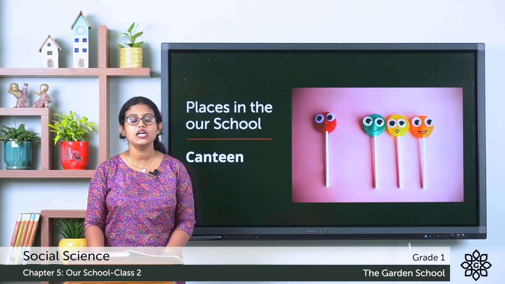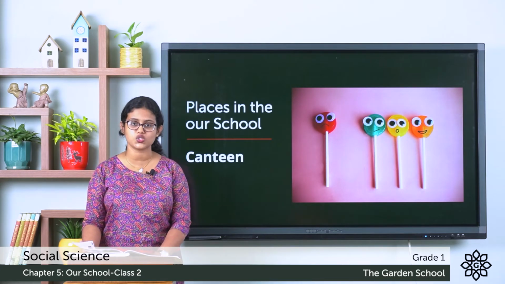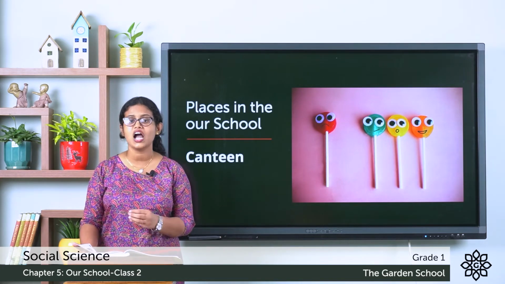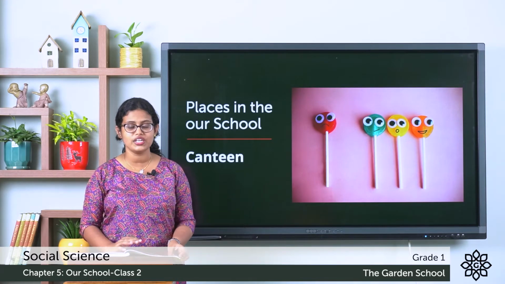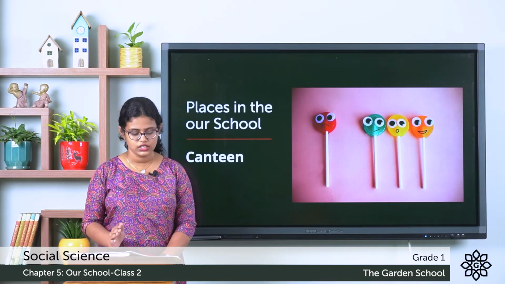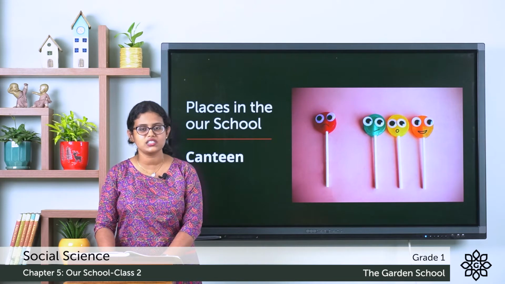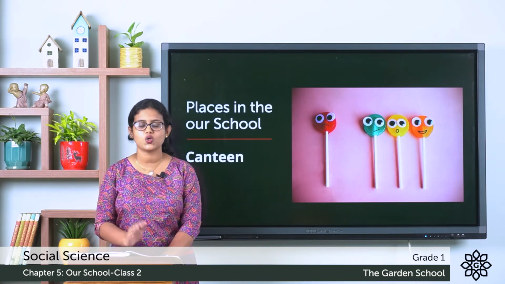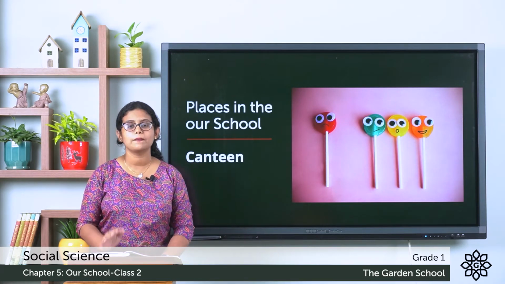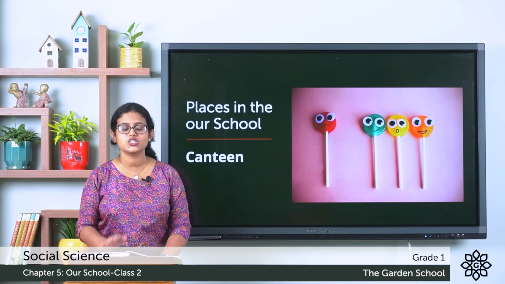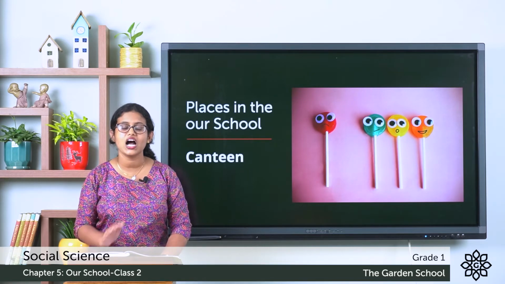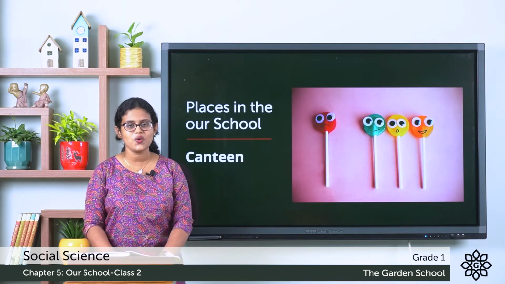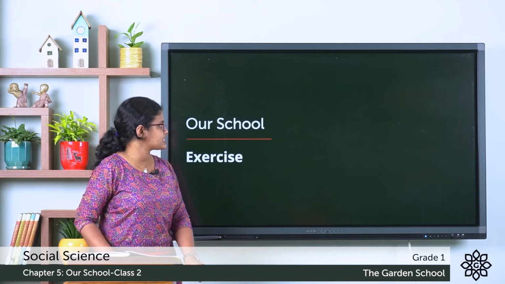So these are the different places in our school. Which are the different places? Art room, library, playground, music room, canteen, assembly hall. All these are the different places in our school. So that is all about our chapter, our school. Now let's move on to the exercise.